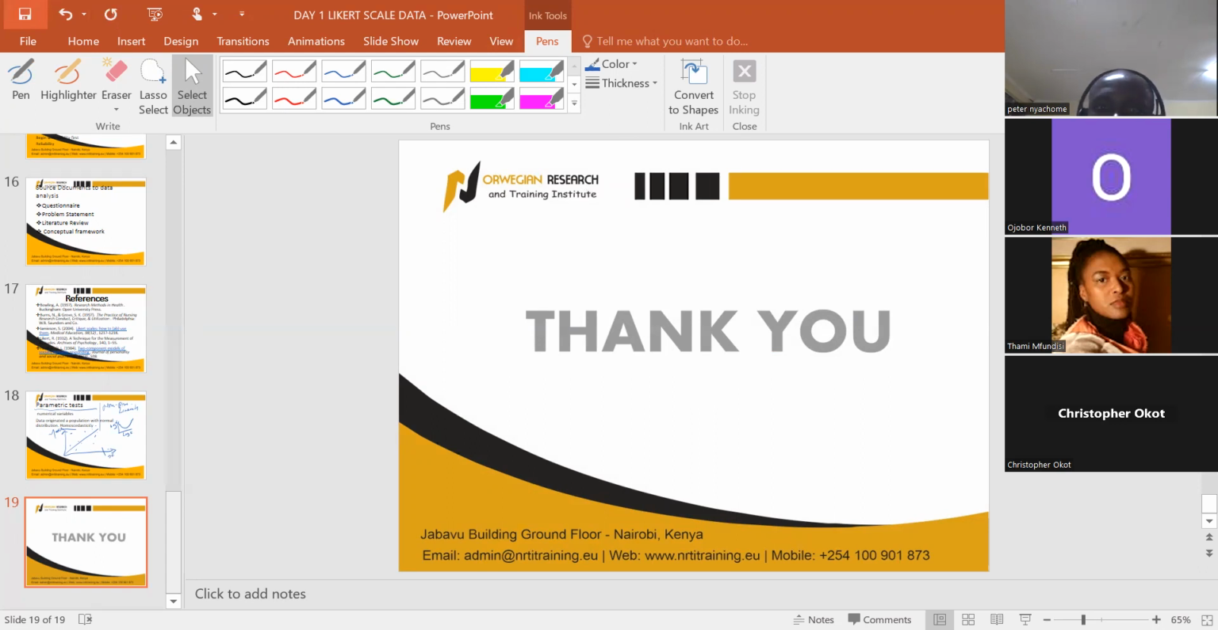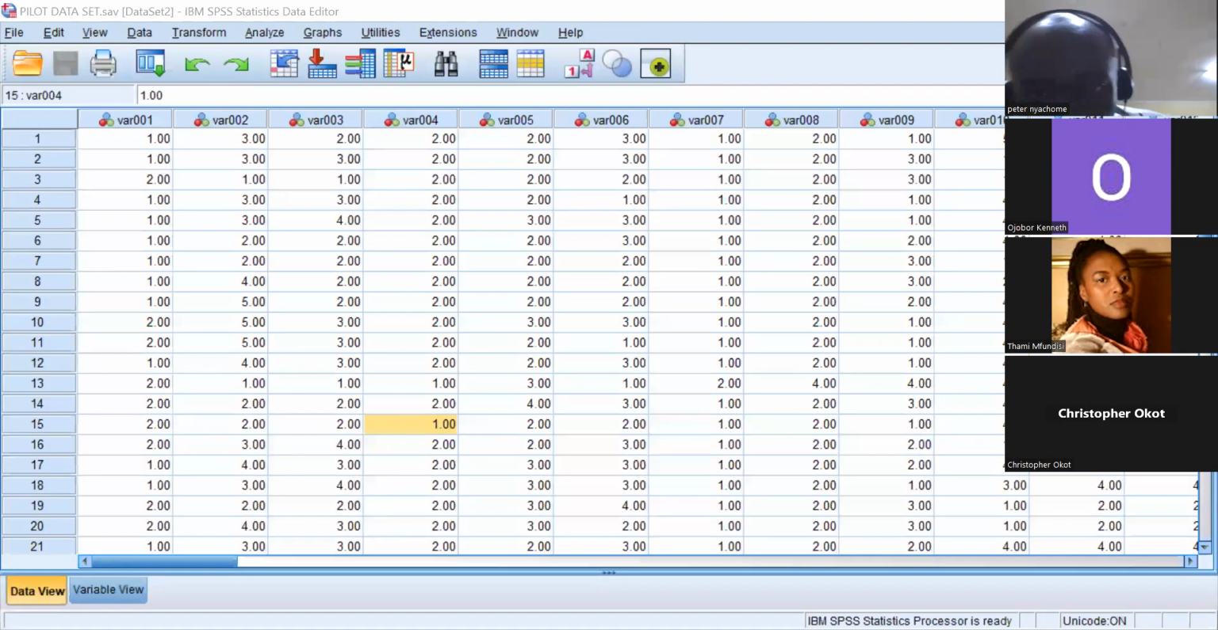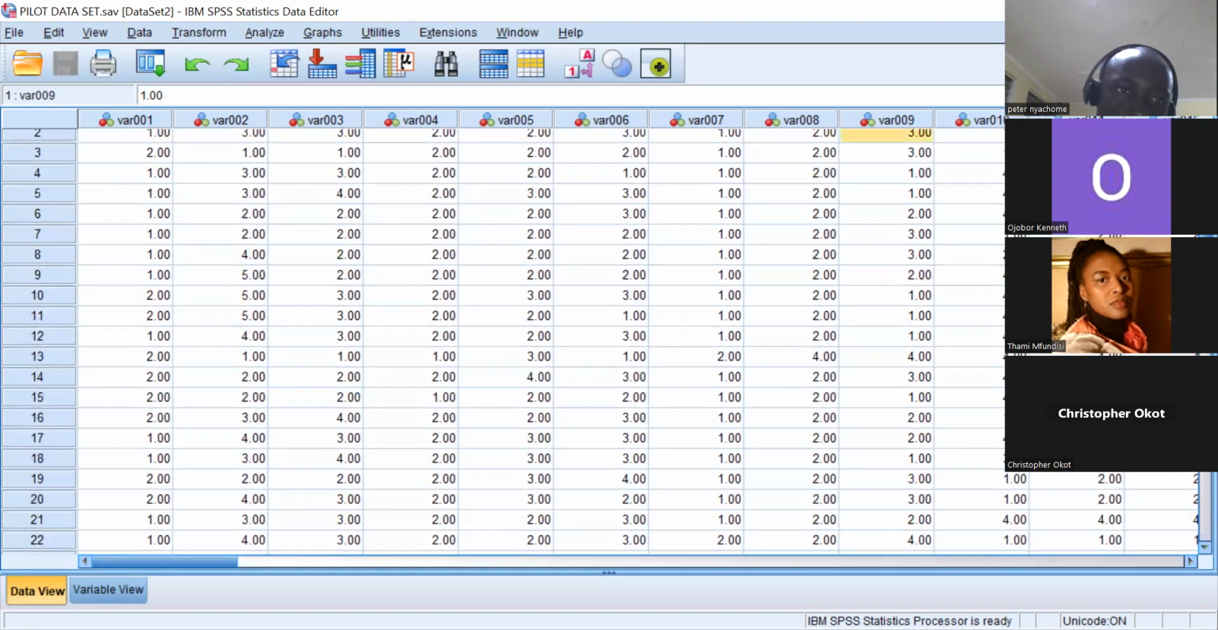So I can simply leave the PowerPoint, and then I go to the data. Yes, so I've reached the data already. Okay, this is the data. This data was collected by a postgraduate student. The sample size was 400, and since the sample size is 400, we were to do a pilot with, I think, 40 respondents. Yes, there are 40 respondents.